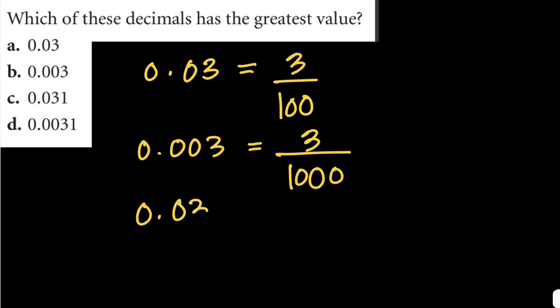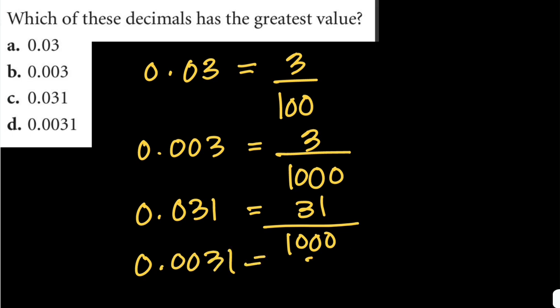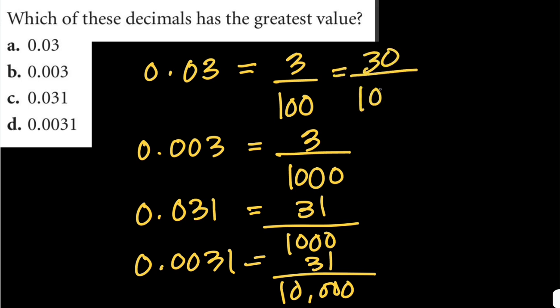Then 0.031, we can write this as 31 over 1000. Then we have 0.0031. This is just 31 over 10 thousand. So notice here that the denominators of choices B, C, and D are in thousands or beyond, while letter A is in hundreds. So we can write this as 30 over 1000 to make it uniform. And we can compare the four fractions here.